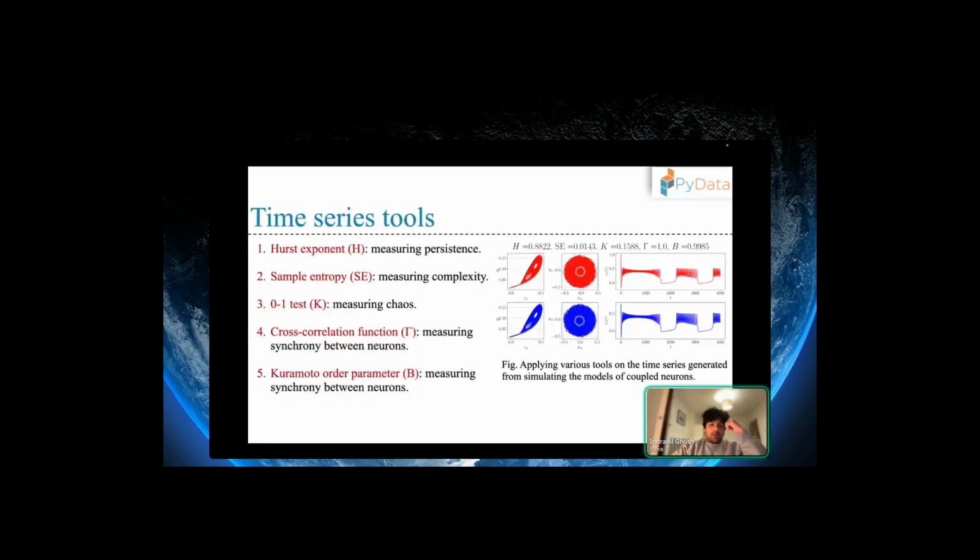There are 5 tools that I'm going to talk about, and I have recently written a tutorial paper on this, and I'll share the link at the end, which will be a part of the slides. The first one is the Hurst exponent, which measures persistence in time series data. The second one is an entropy measure, which tells you how complex the time series data is. And then there is the 0-1 test, which measures whether there is any chaotic behavior in the neuron, and what we can do about it.